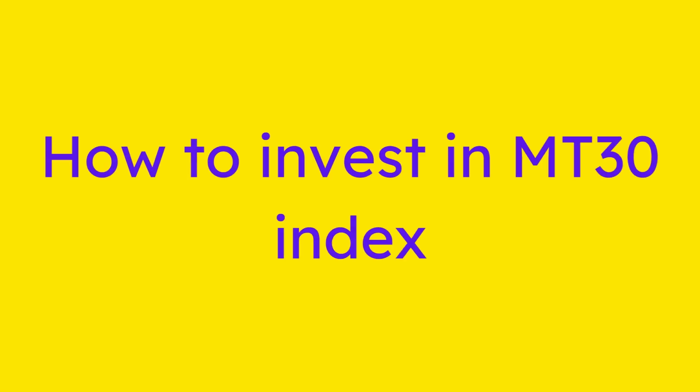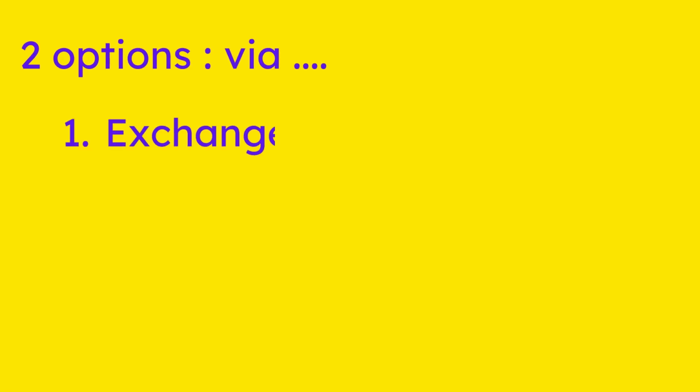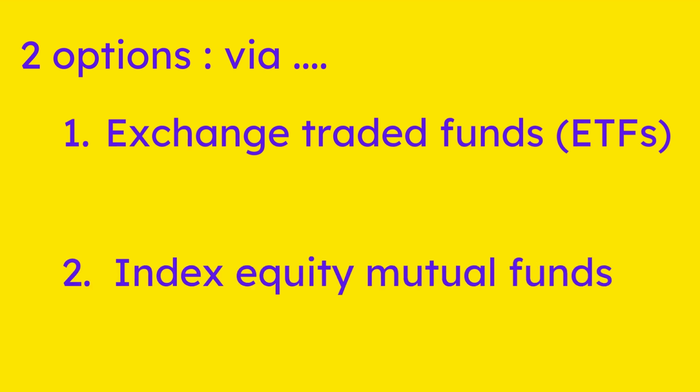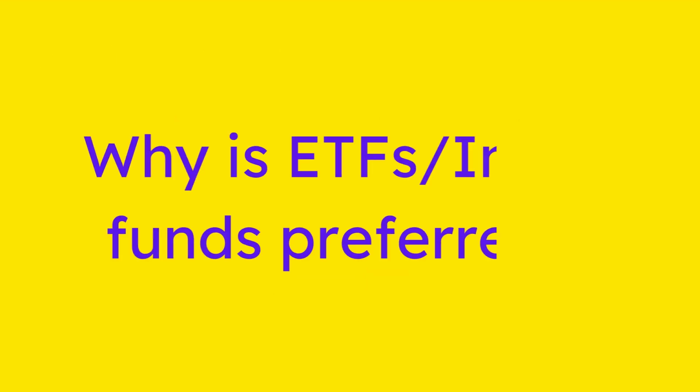So the next thing that we need to understand is how to invest in the MT30 index. There are two ways of doing this at the moment, which are offered to retail investors. One is via the ETF or exchange traded funds. I will explain what it is. And the second is via index equity mutual funds. So why are ETFs and index funds preferred, right?